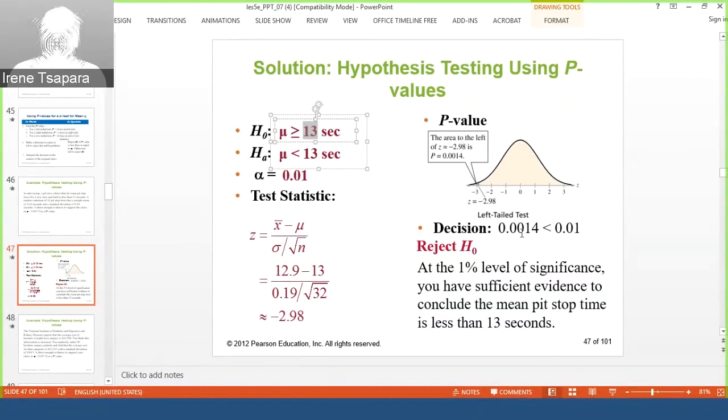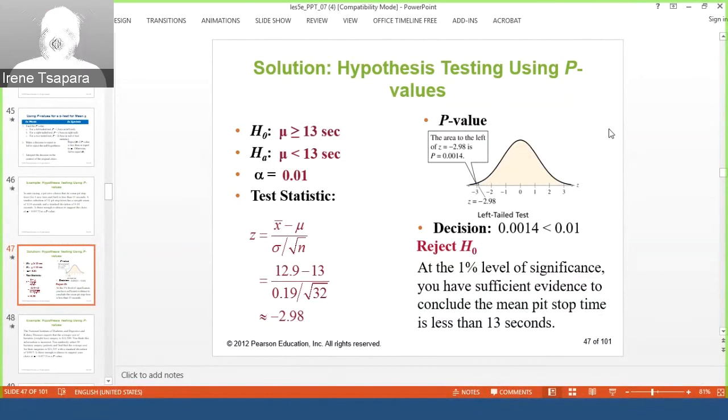Then the result that I will get will be 0.0014. 0.0014 is less than 0.01, and this means that I will reject my null hypothesis. Am I done? Yes, I'm done with my test. I ran the test and I have my result. The result is reject the null hypothesis. But is this the answer that I can give? No, this is not the answer.